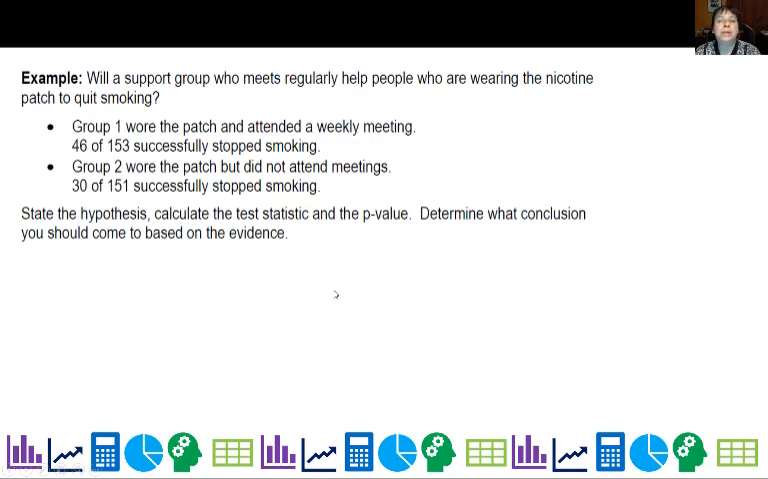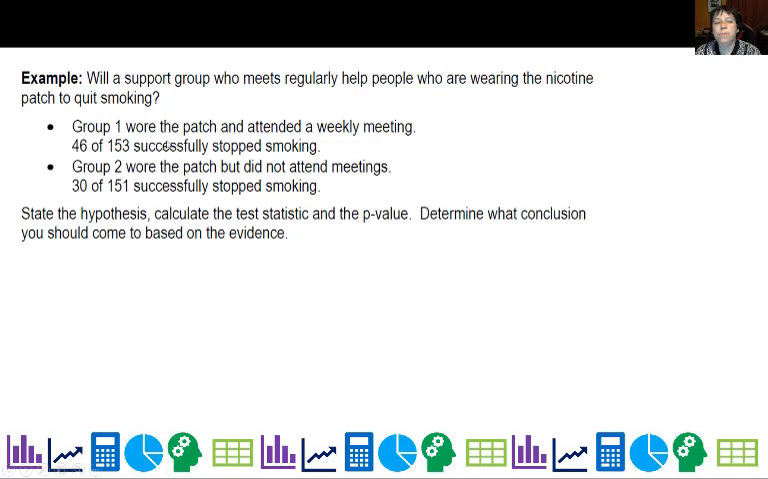So let's go ahead and look at an example. We have a support group who meets regularly to help people who wear the nicotine patch. Does it help to quit smoking? Group 1 wore the patch and attended a weekly meeting, and 46 of 153 successfully stopped smoking. Group 2 wore the patch but did not attend meetings. 30 of 151 successfully stopped smoking. So we're going to state the hypotheses, calculate the test statistic and the p-value, and determine what conclusion you should come to based on the evidence.